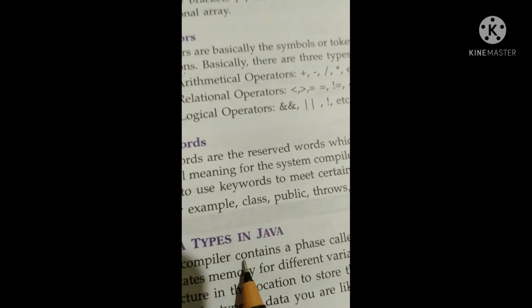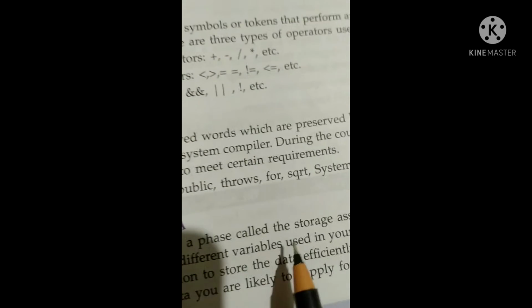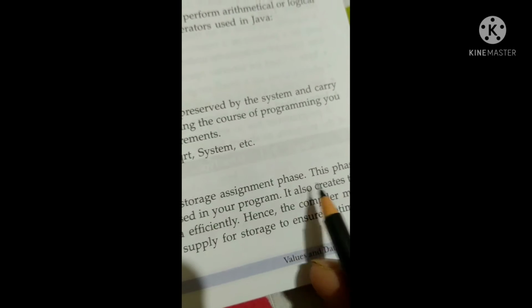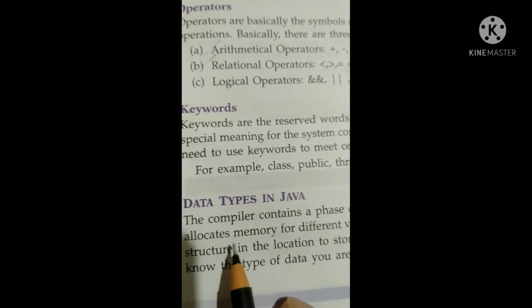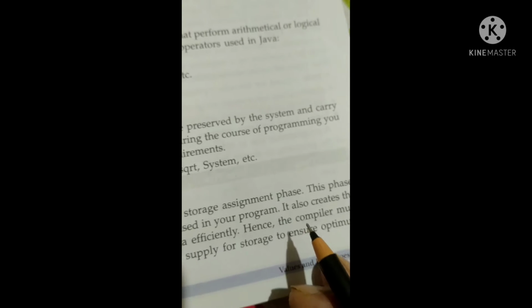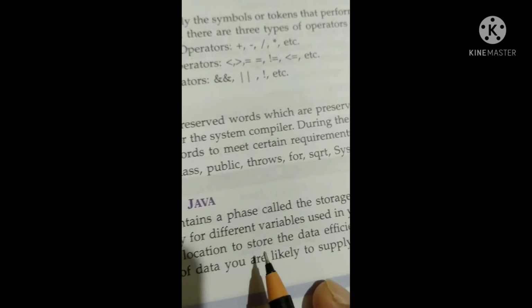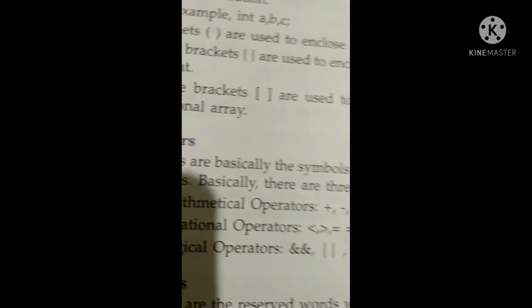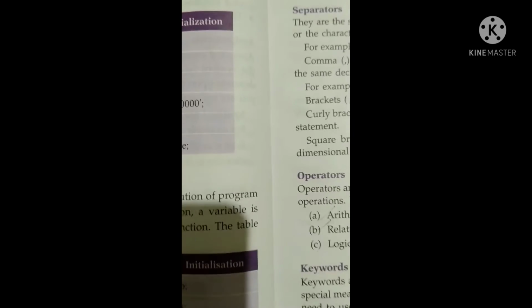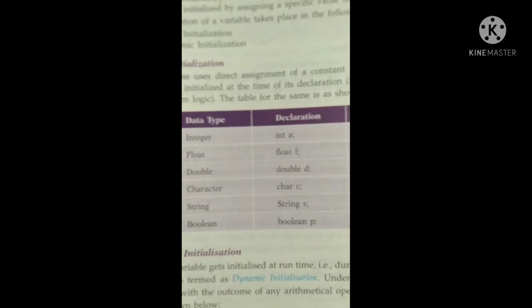Data types in Java. Okay, now I am explaining you the data types of Java. The compiler contains a phase called the storage assignment phase. This phase allocates memory for the different variables used in the program. It also creates the structure in the location to store the data efficiently. So when we declare and write data, the data are stored in different structures in the memory location.